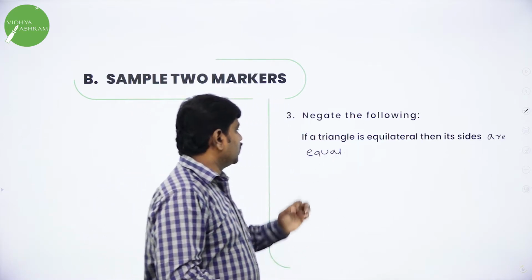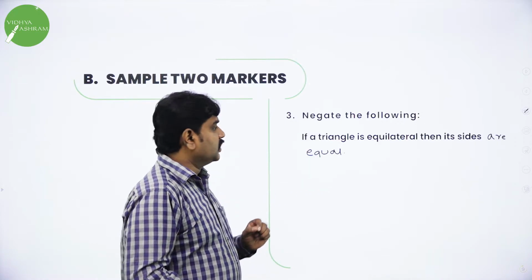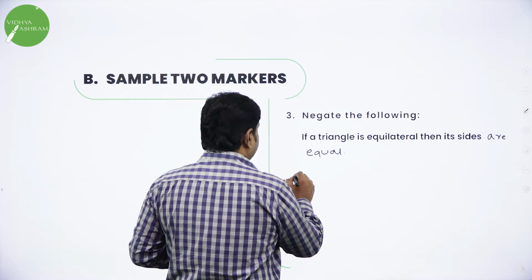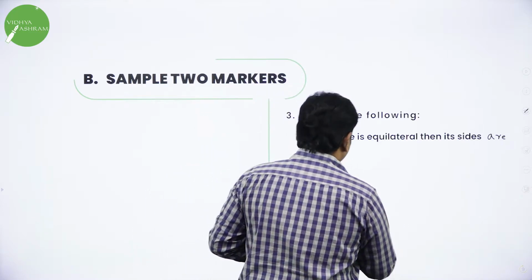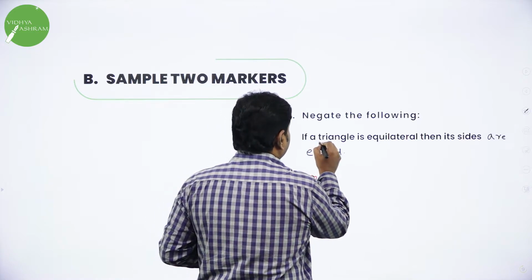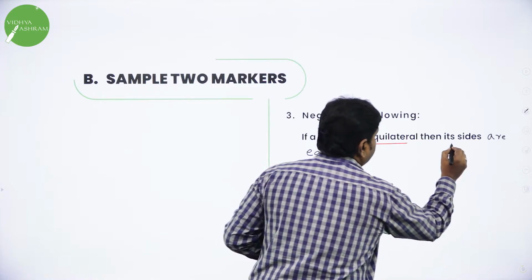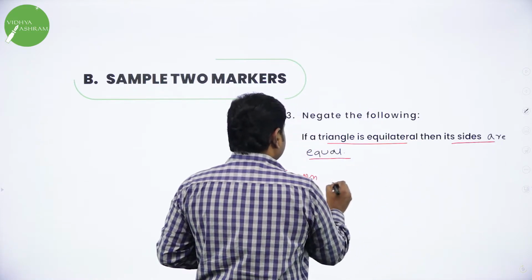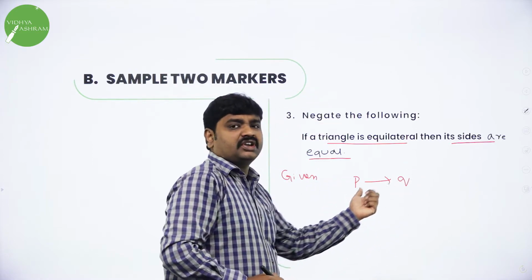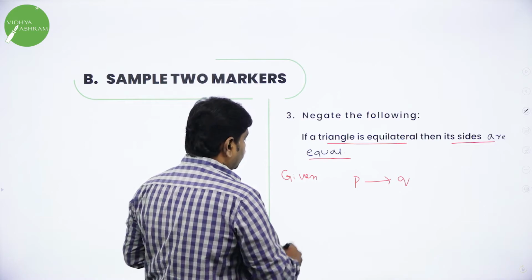Negate the following: If a triangle is equilateral, then its sides are equal. So they give two statements. First we'll take what is given. If a triangle is equilateral is one statement, its sides are equal is the other statement. So they give P implies Q. All of you know how to read P implies Q: if P then Q. They want you to negate P implies Q.